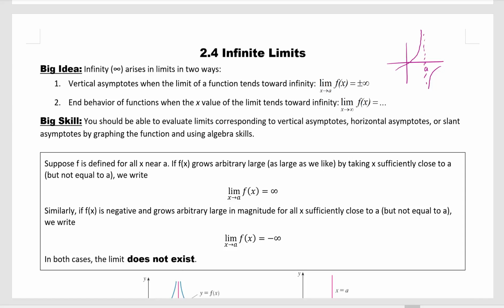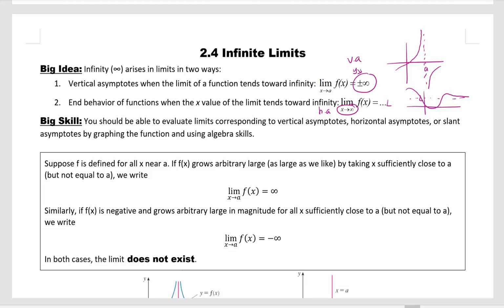The second way is the end behavior of functions, when the x values in the limit tend towards infinity. So here you can see the picture for it. Let's say this is L, and then the function looks like that. We can think of this one for vertical asymptote: the y goes to infinity. For horizontal asymptote, the x goes to infinity. So vertical asymptote: x goes to a number and y goes to infinity. Or horizontal asymptote: x goes to infinity and y goes to a number.